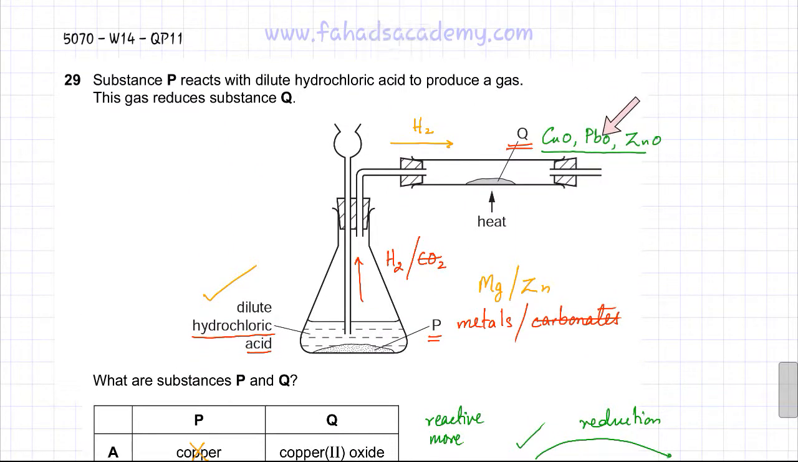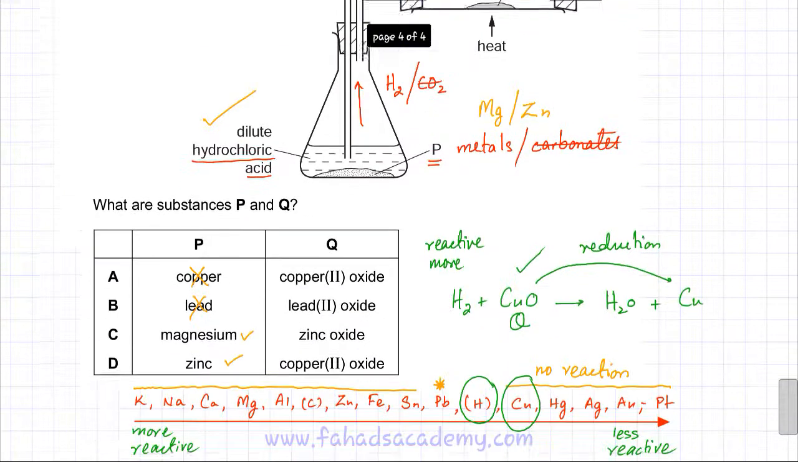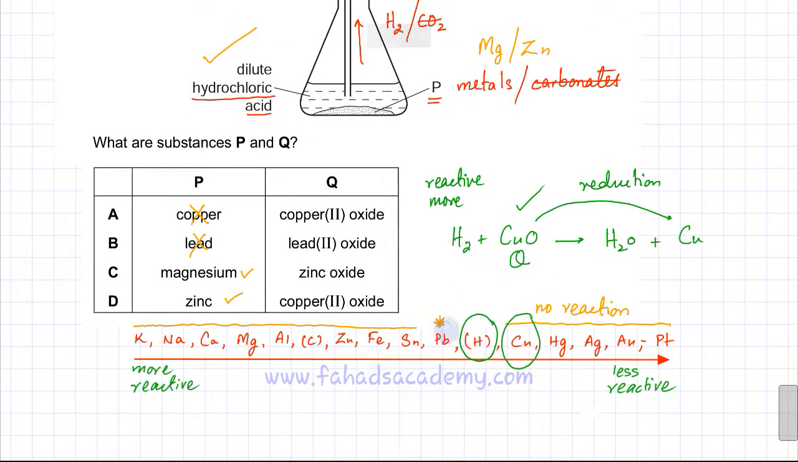If I had chosen lead oxide or zinc oxide, you can see that lead and zinc are more reactive. Lead is more reactive than hydrogen. Zinc is even more reactive than hydrogen. So hydrogen would not be able to displace lead or zinc because hydrogen is less reactive. Remember, more reactive displaces a less reactive. So your correct option would be copper oxide, and in the four options, D would be the correct option because the first one could be either magnesium or zinc, and substance Q was copper 2 oxide. So D is your correct option for this particular question.